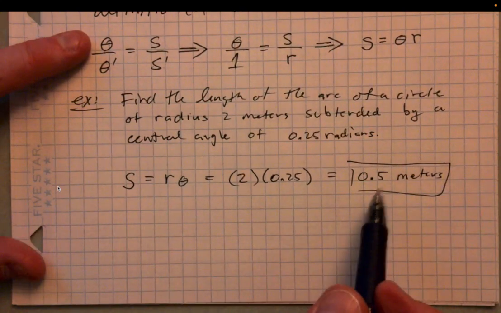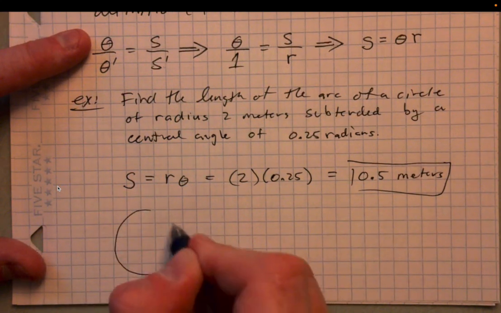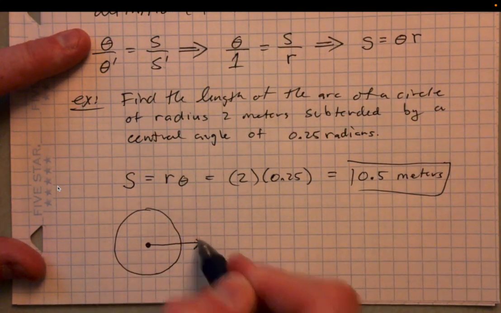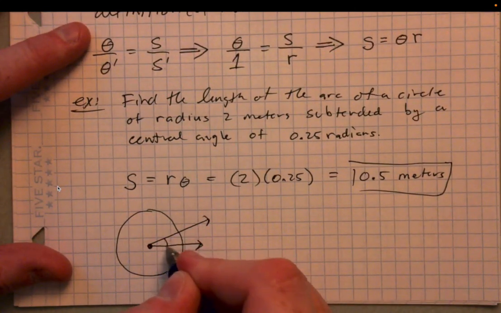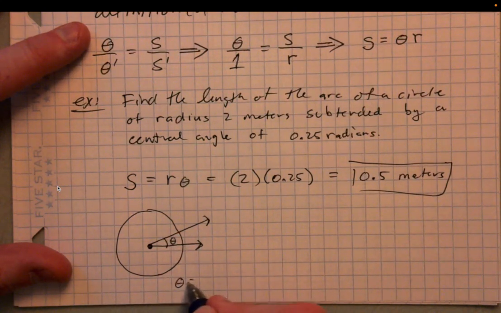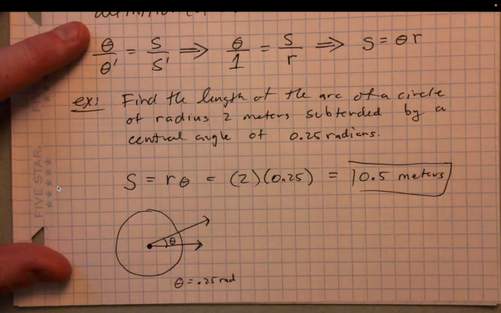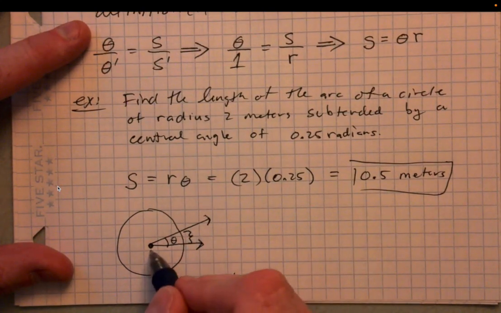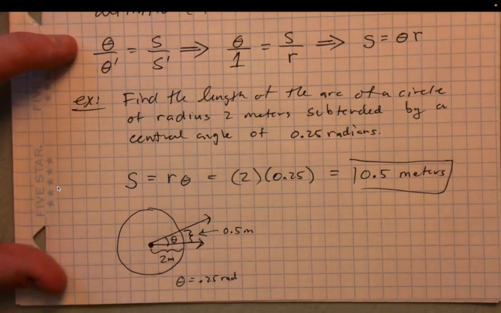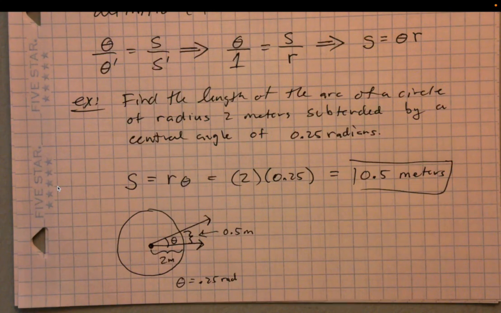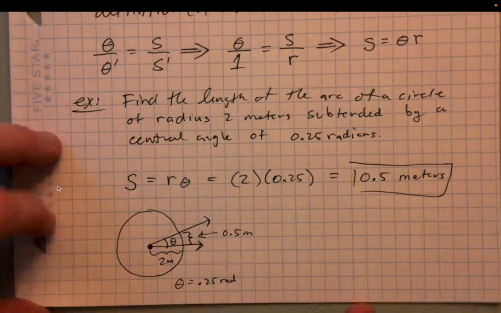Right, and so what does that mean? Well, if I've got my initial side and I've got my terminal side, and this is theta, where theta is equal to 0.25 radians, then assume the radius here is 2 meters, then this arc length here is 0.5 meters. Right, that's what we've just figured out here. Very good.